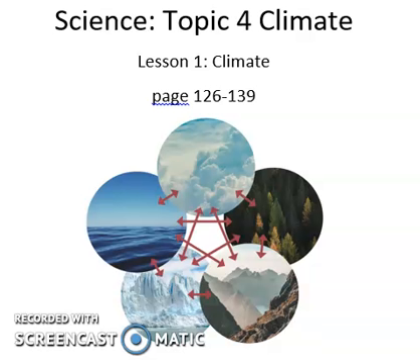The header of page 136 is called Latitude and Climate. Latitude is a measure of how far north or south of the equator a place is. Latitude is written in degrees north or south. Key West, Florida, for example, is about 24 degrees north of the equator. A location's latitude has a big effect on its climate.